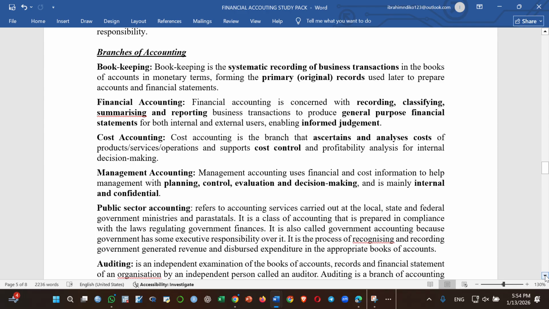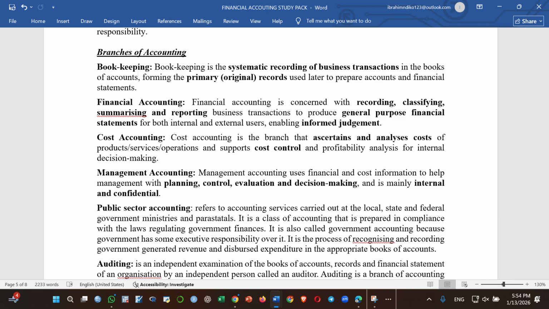So the systematic recording of transactions in the books of account. The term monetary we can remove, because we know it must be monetary. So it refers to the systematic recording of business transactions in the books of account.